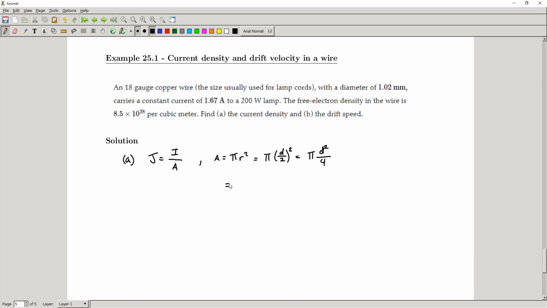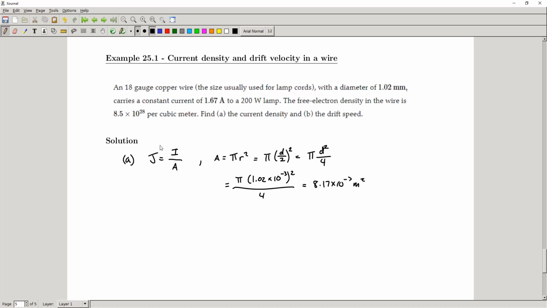And so we can just substitute in numbers at this point. This is going to give us our area, which is something like pi times 1.02 times 10 to the minus 3, since these are millimeters, squared, over 4. If you do that calculation, you're going to find that we have a cross-sectional area of 8.17 times 10 to the negative 7 meters squared.